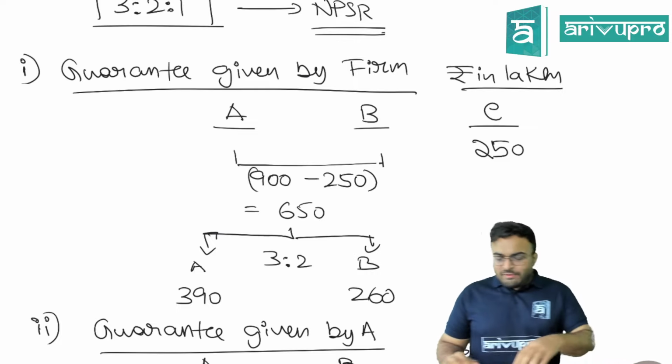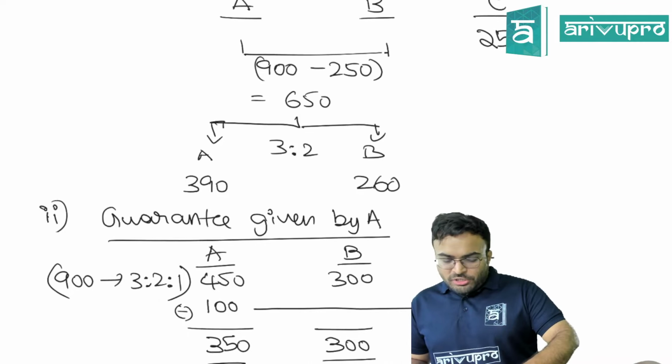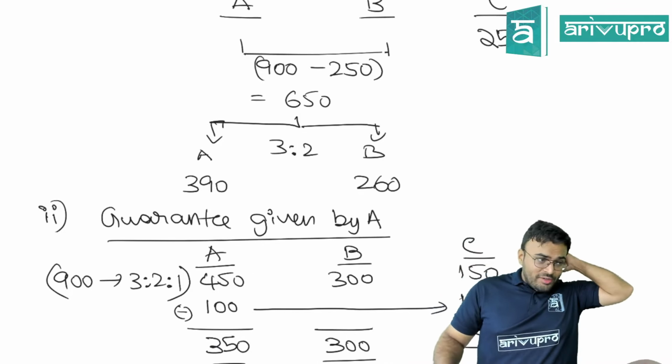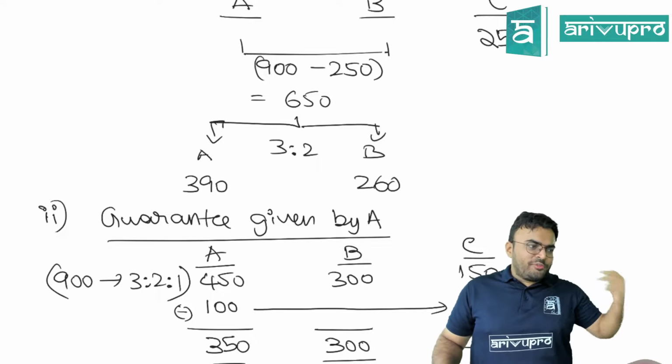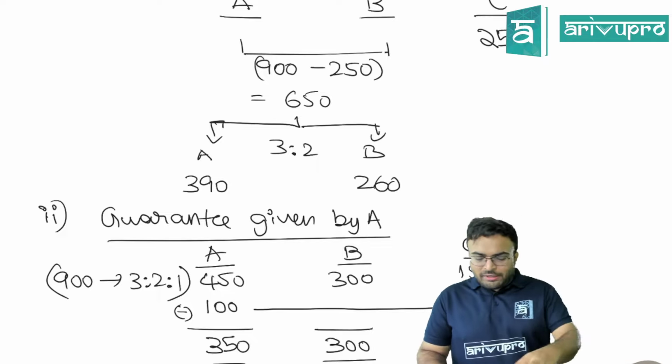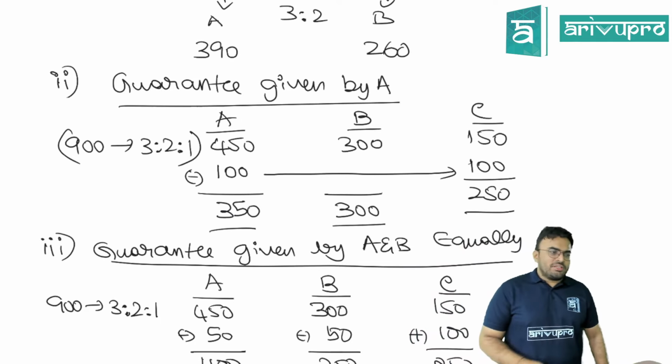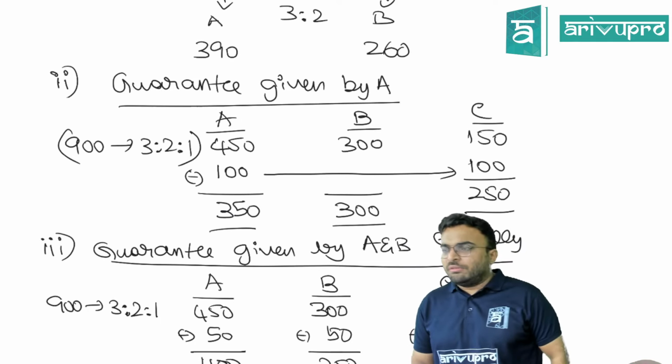If guarantee is given by the firm, first you give the profit to the person whom you have given guaranteed profit, and then the remaining profit is distributed between the other partners in their profit sharing ratio. If guarantee is given by the firm, just give it first to that person and then distribute.